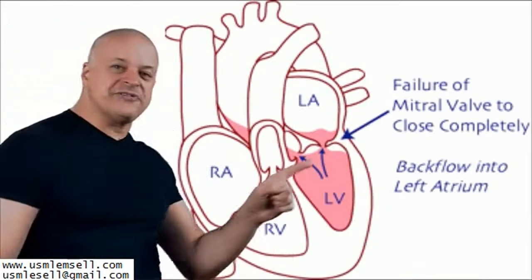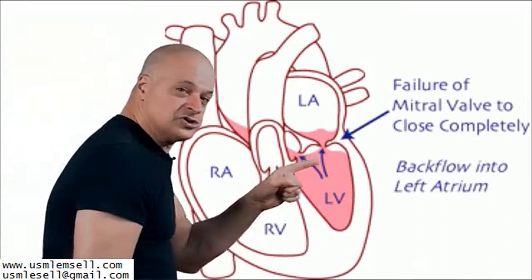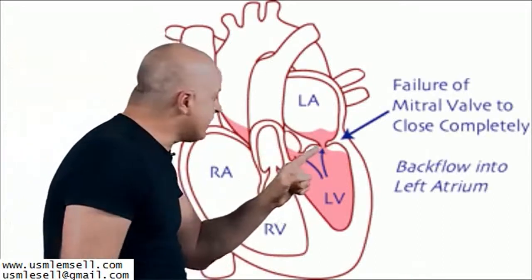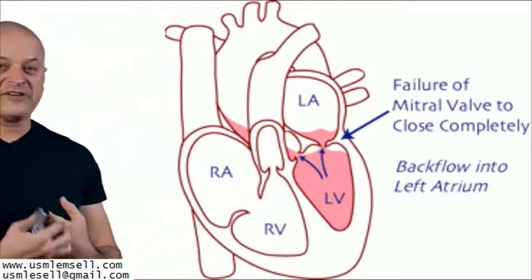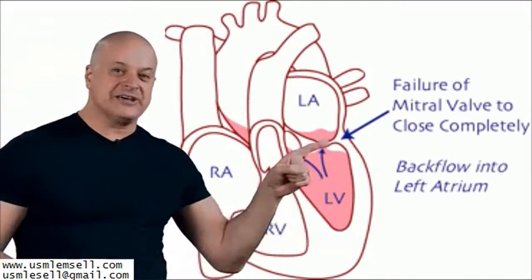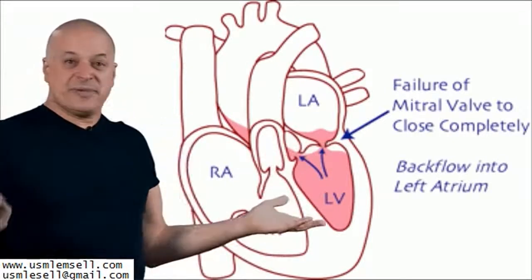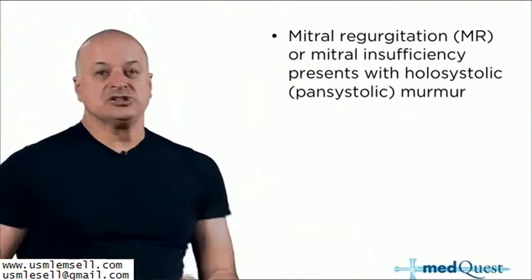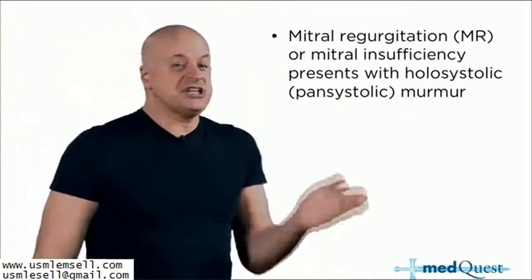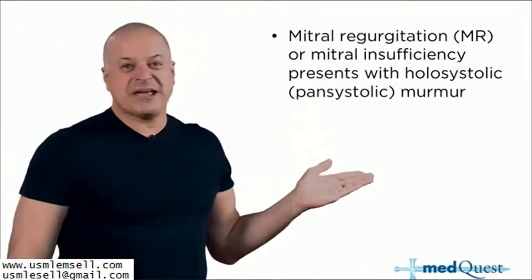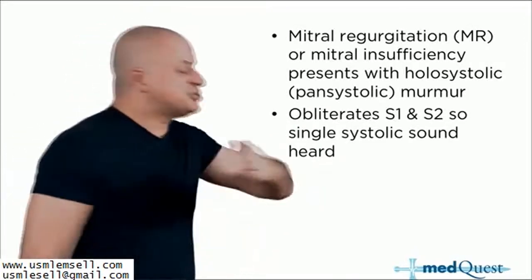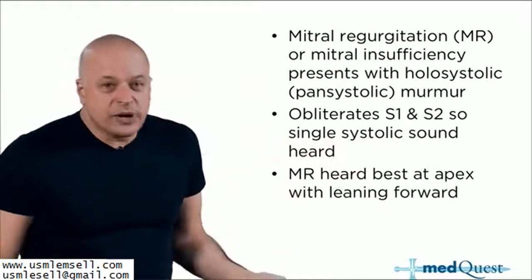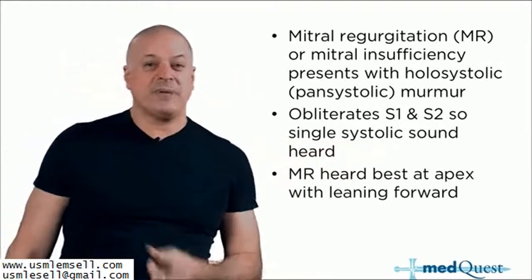Okay, so this is the failure of the mitral valve to close, so blood regurgitates backwards, backflow into the left atrium. Very good, it dilates. Remember, dilation equals regurgitation. So mitral regurgitation, mitral insufficiency, holosystolic, pansystolic are the same thing. It obscures S1 and S2. That's why it's called pansystolic.